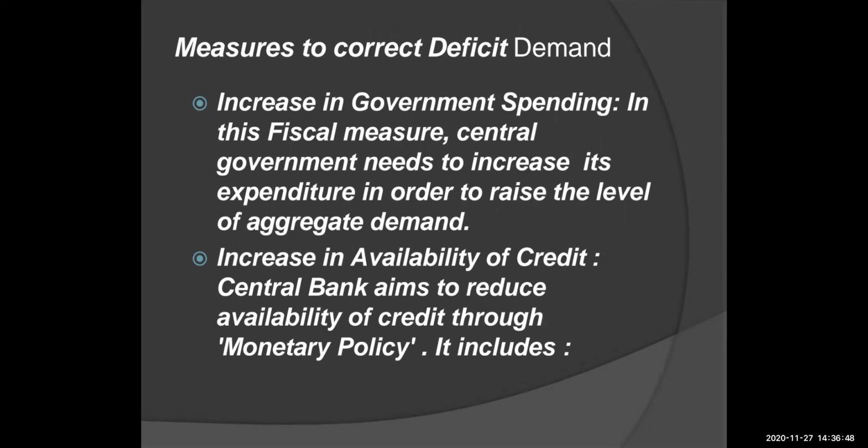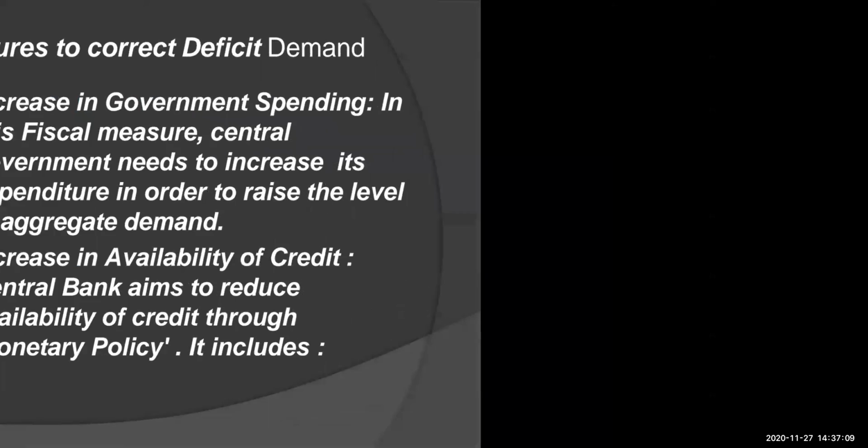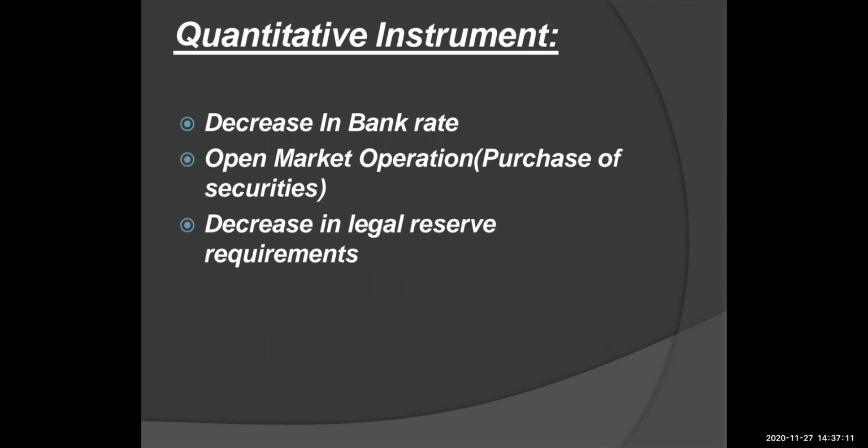So what are the measures to correct deficit demand? Increase in government spending. This is again a fiscal measure which is undertaken by the government, and it needs to increase its expenditure in order to raise the level of demand. And increase in availability of credit. That is, central bank aims to increase the availability of credit by quantitative instruments.